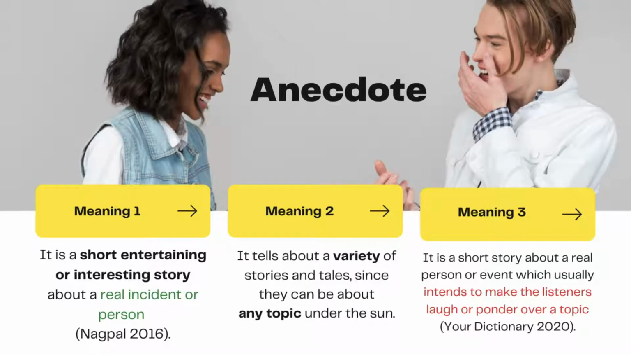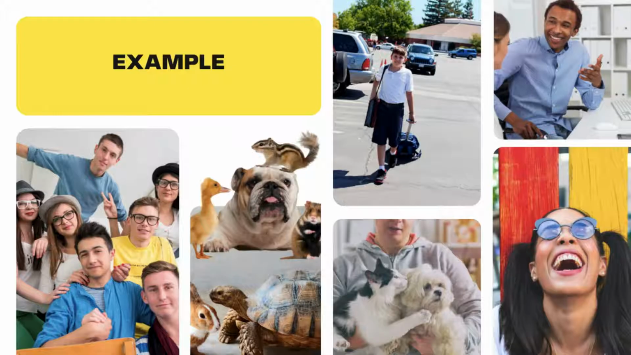What is an anecdote? An anecdote is a short, entertaining, or interesting story about a real incident or person. It also tells about a variety of stories and tales, since they can be about any topic under the sun. It is also a short story about a real person or event, which usually intends to make the listeners laugh or ponder over a topic. Let's take, for example, if a group of learners tell about their favorite pets, and one learner shares a story about how his dog cuddles every time he comes home from school, then the learner has just imparted an anecdote. It's as simple as that.